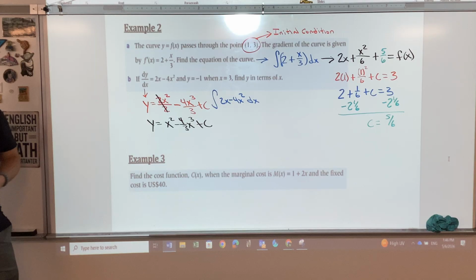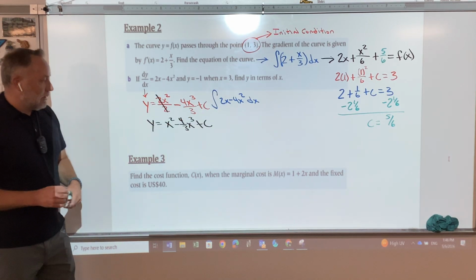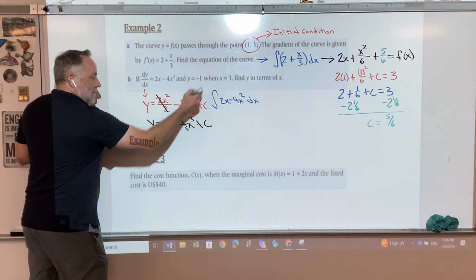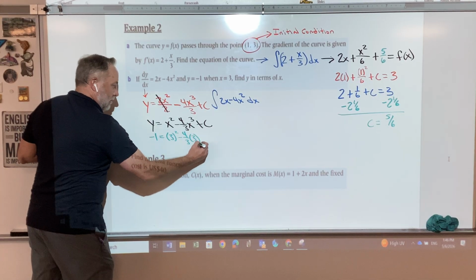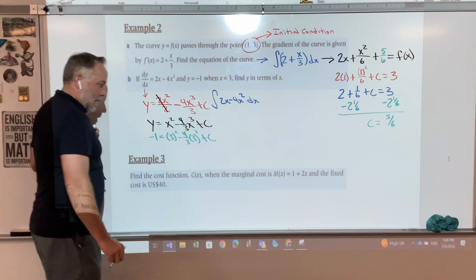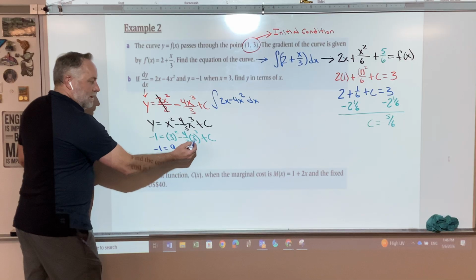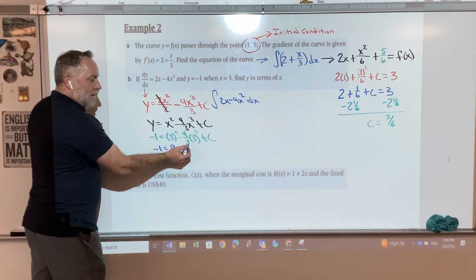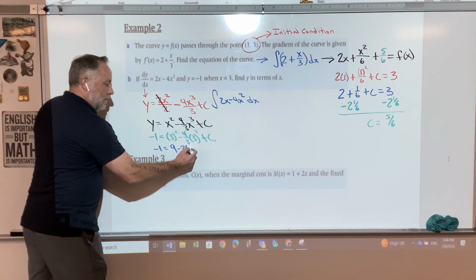We want C, and we have an initial condition. We're told y is equal to -1 when x is equal to 3. So we can just plug in x is 3 and y is -1. So that looks like this: -1 for y, x is 3, so that's 3 squared minus 4/3 times 3 cubed, plus C, which is what we're solving for. Let's show it. This is -1 is equal to 9. What's 3 cubed? 27. What's 27 divided by 3? 9. 9 times 4, 36, yeah?